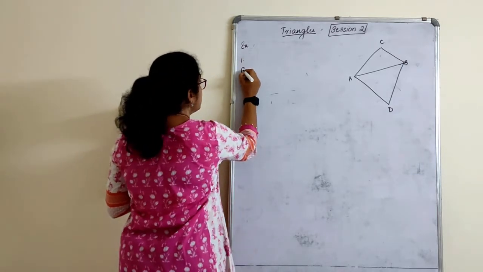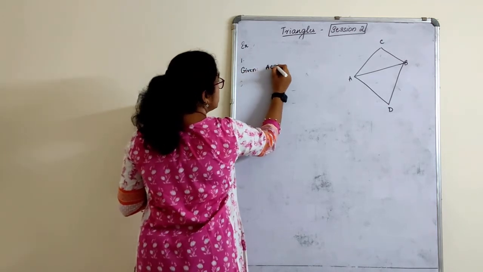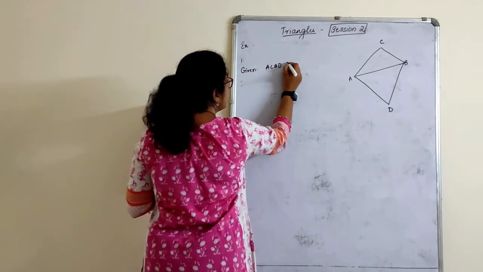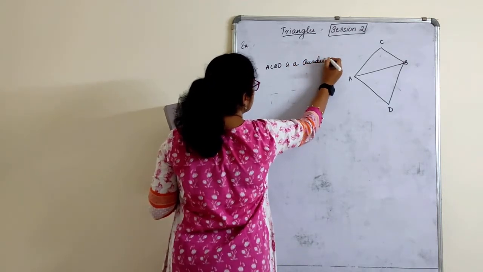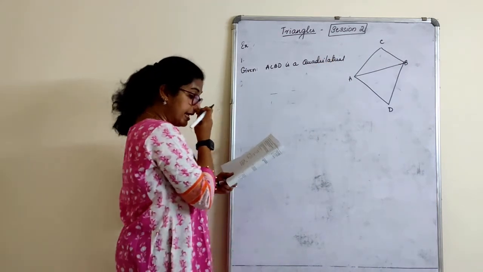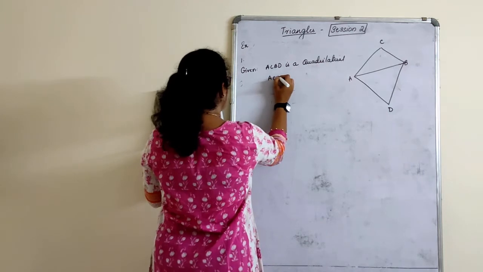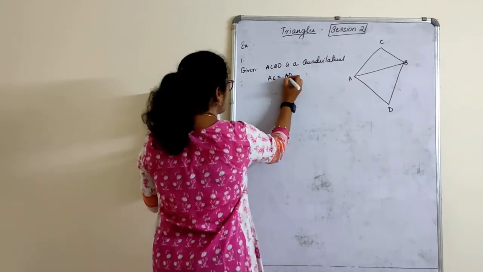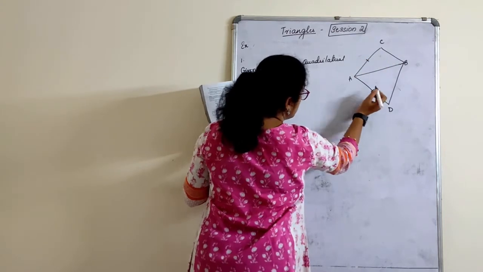So what should be the first thing written? Given: ACBD is a quadrilateral. Okay, that's your first given. Next, AC is equal to AD, right? Whatever is there in the given, go on marking. AC is equal to AD. That is, AC is equal to AD.